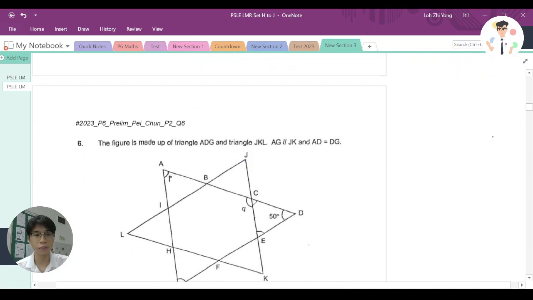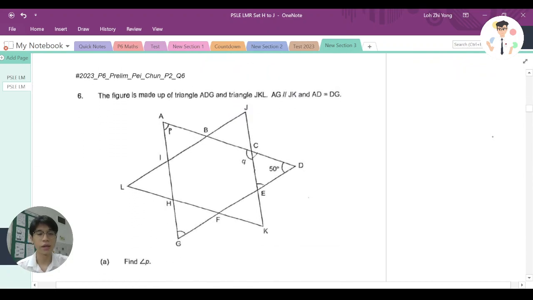Next question here from Paya Lebar, paper 2, question 6. The figure is made up of triangles ADG, as you can see, A, D, G, and another triangle JKL.